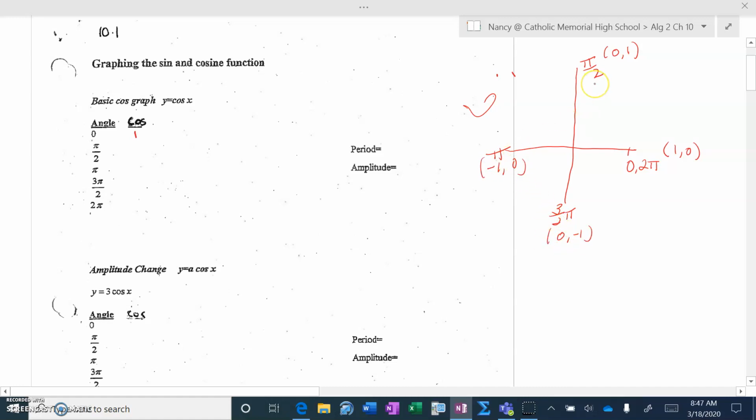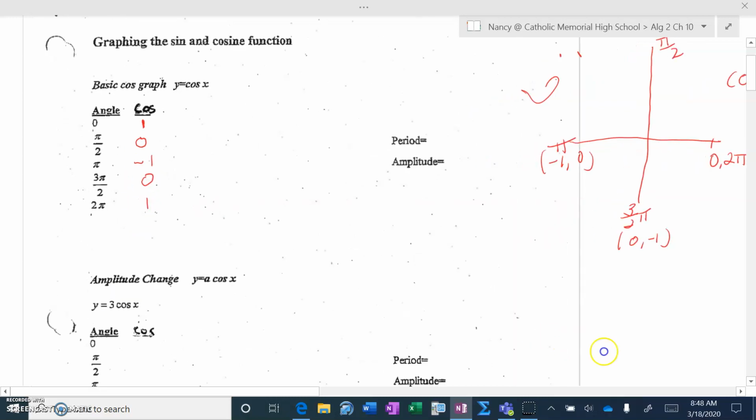So what we need to do then is set up an XY chart for the cos, remembering that the cos is the x value on the unit circle ordered pairs. So at 0, the cos is 1. At pi over 2, the cos is 0. At pi, the cos is -1. At 3/2 pi, the cos is 0. And at 2 pi, we're back at 1.